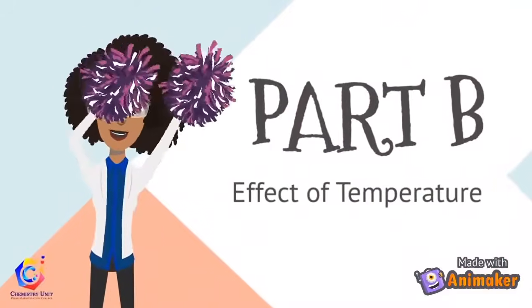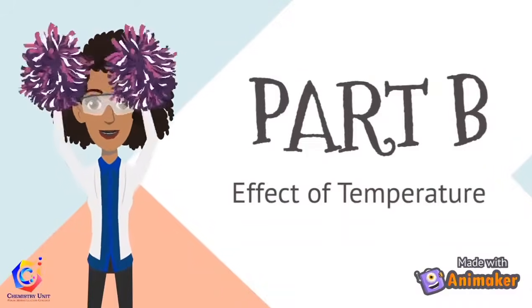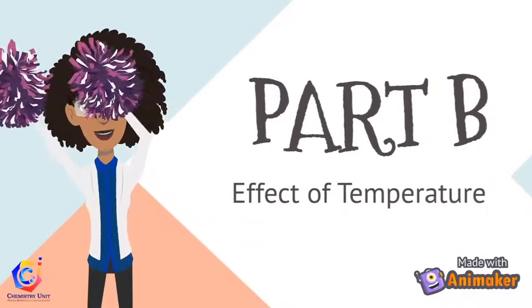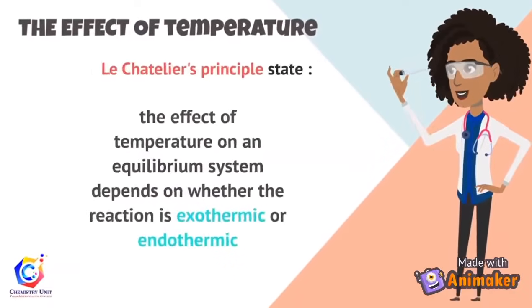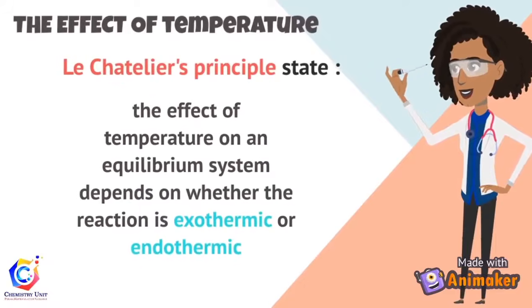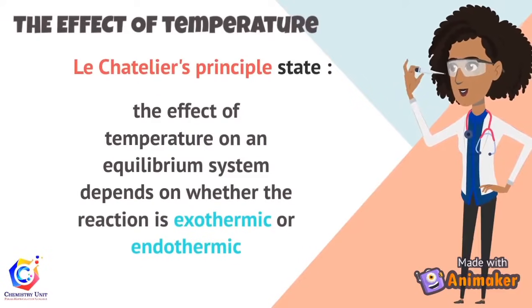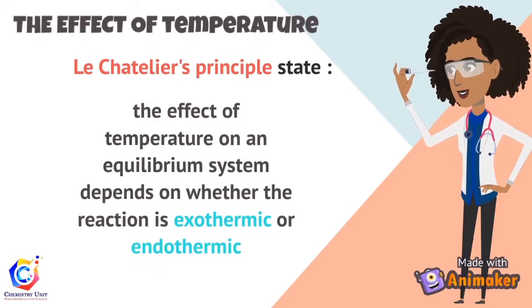For part B in this experiment, we will identify the effect of temperature toward chemical equilibrium. Le Chatelier's principle states that the effect of temperature on an equilibrium system depends on whether the reaction is exothermic or endothermic.